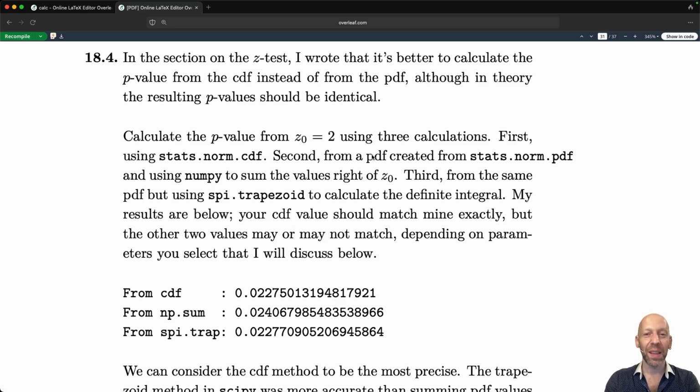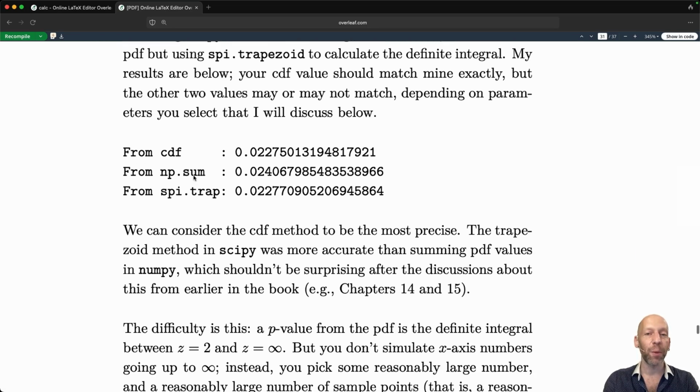Okay, the second method is to create a PDF from stats.norm.pdf and use NumPy to sum all of the values that are equal to or to the right of z0, which is 2. So that's the p-value that we want to calculate from the corresponding z value. And the third is the same PDF that you got from stats.norm.pdf, but now instead use spi.trapezoid to calculate the definite integral instead of just summing all the values in NumPy. And you can print all of the results like this.